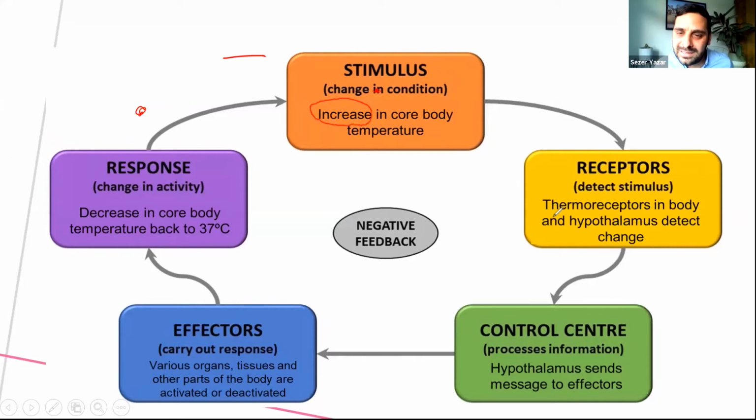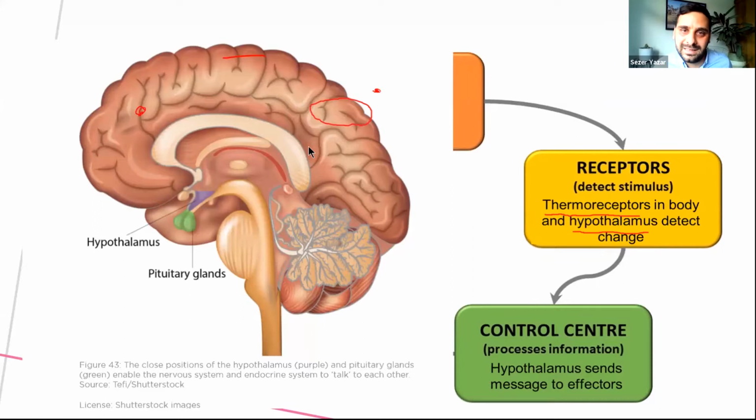Now, that increase is detected by thermoreceptors, which sit in blood vessels in your body, but most importantly, sit in what is called the hypothalamus, a part of your brain. If we want to see where that hypothalamus is, it's sitting in this purple shaded region of the brain here. And the job of the hypothalamus is to act as a thermostat. Just like the thermostat in my house is set to about 18 degrees, the hypothalamus is set at 37 degrees Celsius.